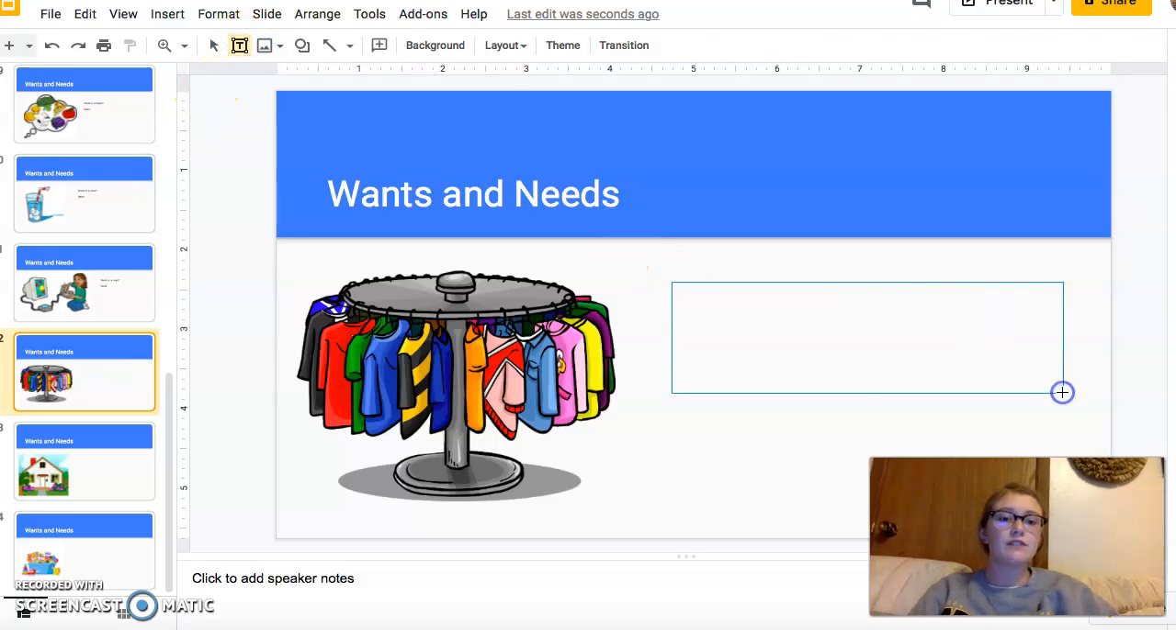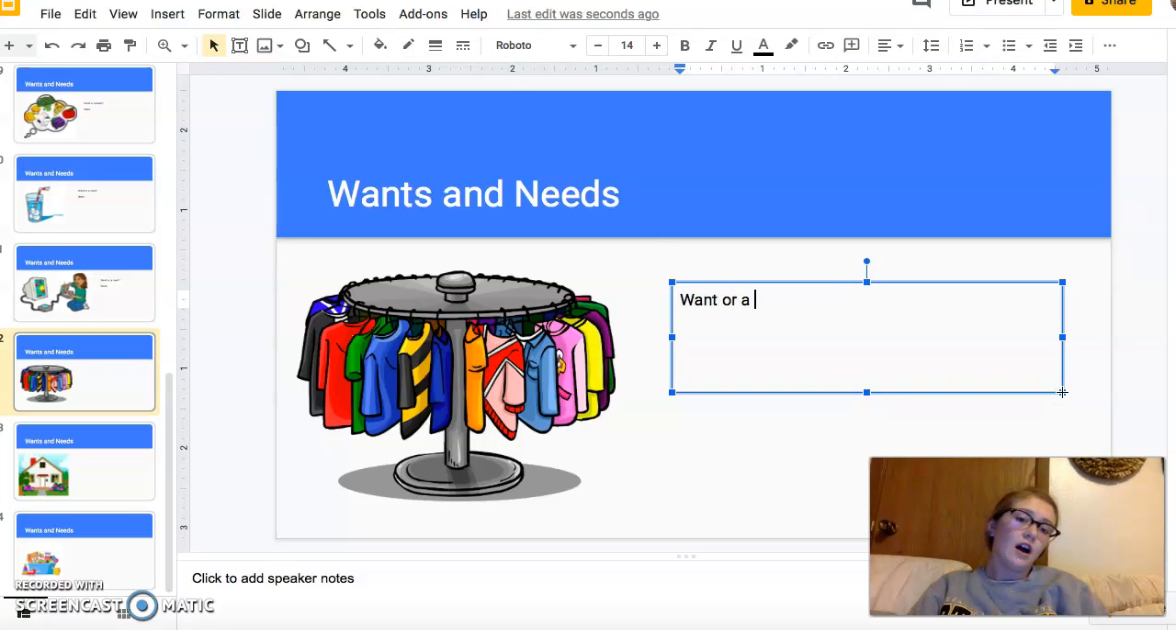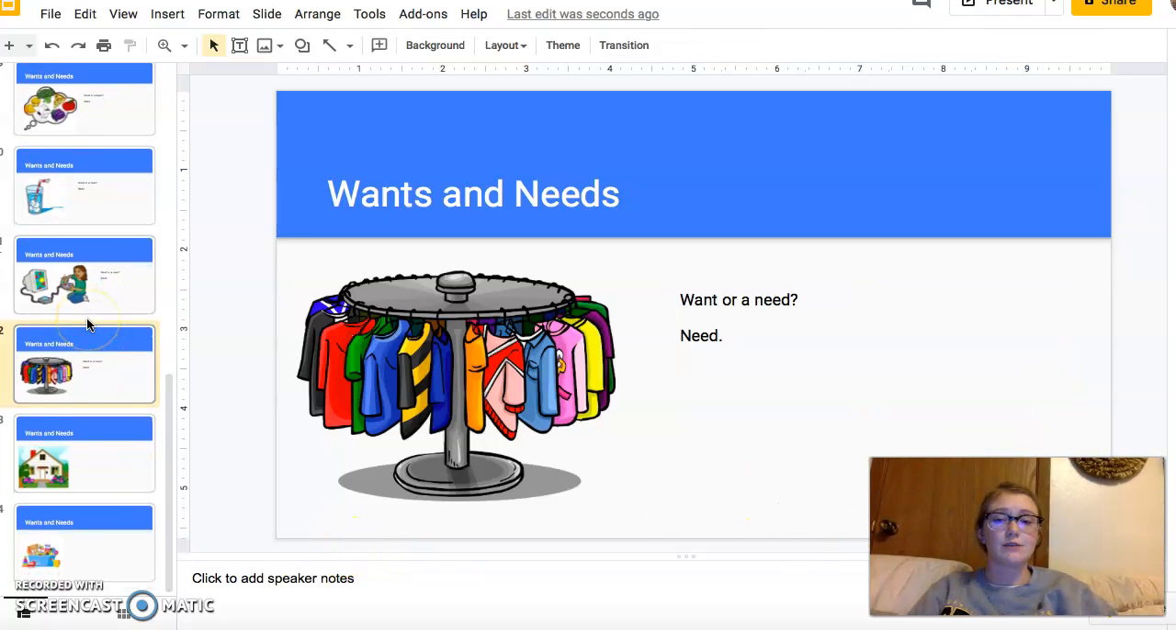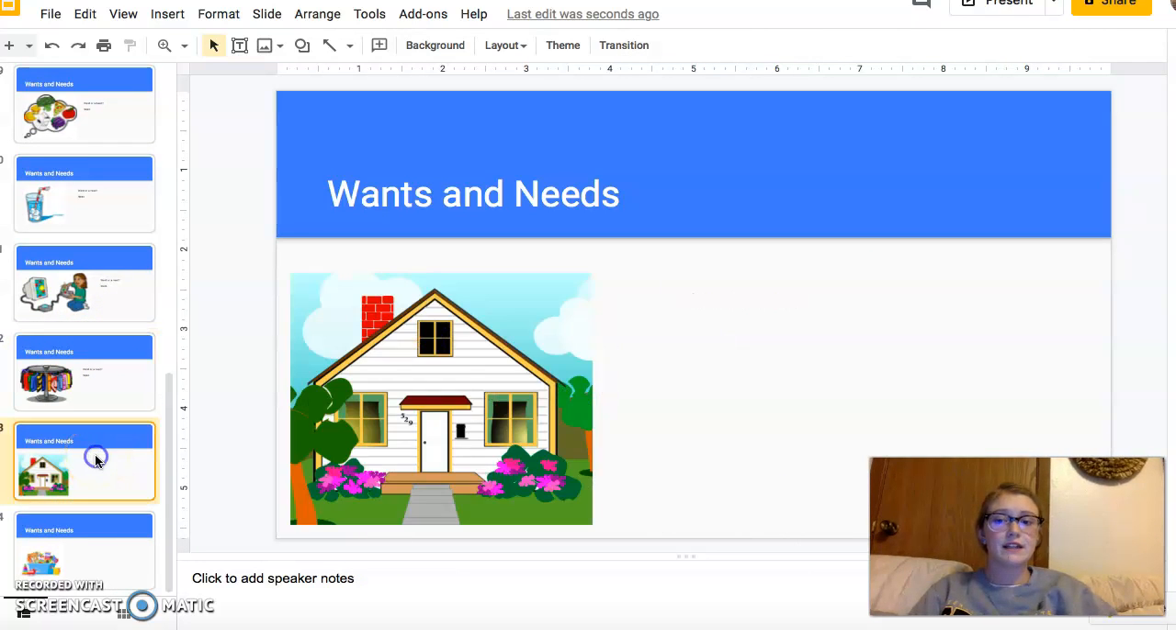Next on the list we have clothes. Are clothes a want or a need? Go ahead and think about it and write it on your paper. So clothes are a need. We need clothing, otherwise we would be too cold and we would not survive outside.